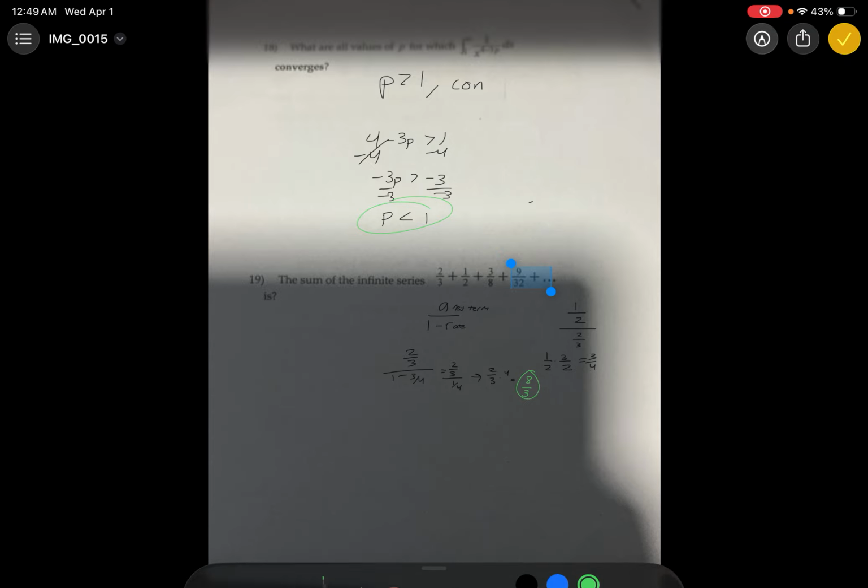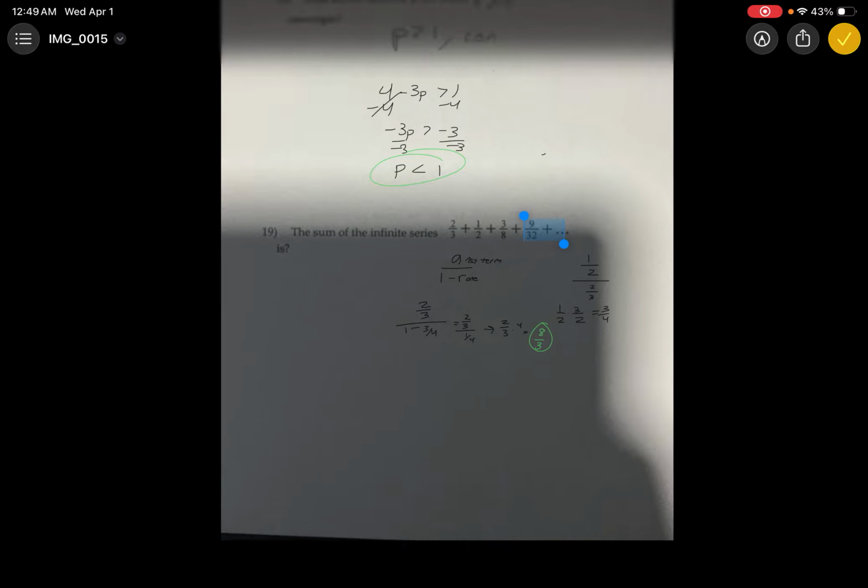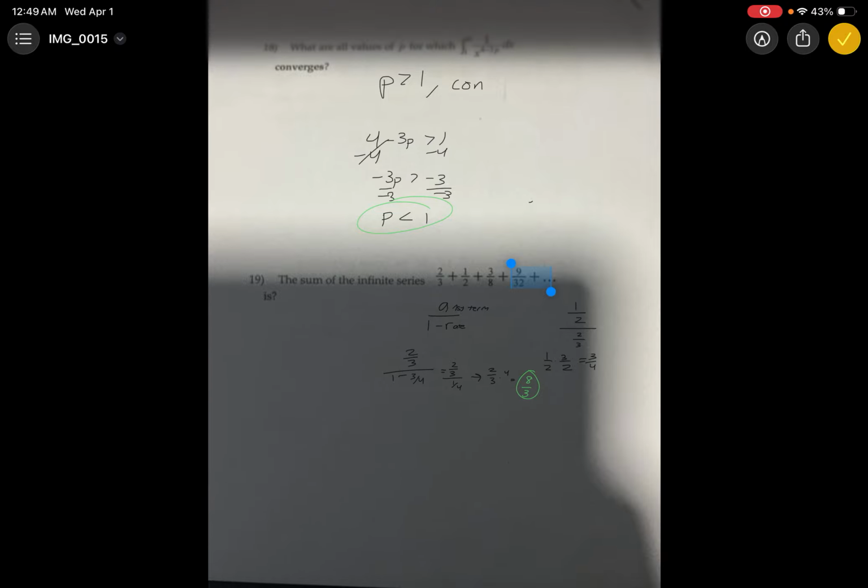So good luck studying, and key tips: know your tests, know your 1 over 1 minus x, e to the x, sine and cosine of x, power expansions, know when it diverges or converges, and I think that's pretty much it. Yeah. All right. Thank you.